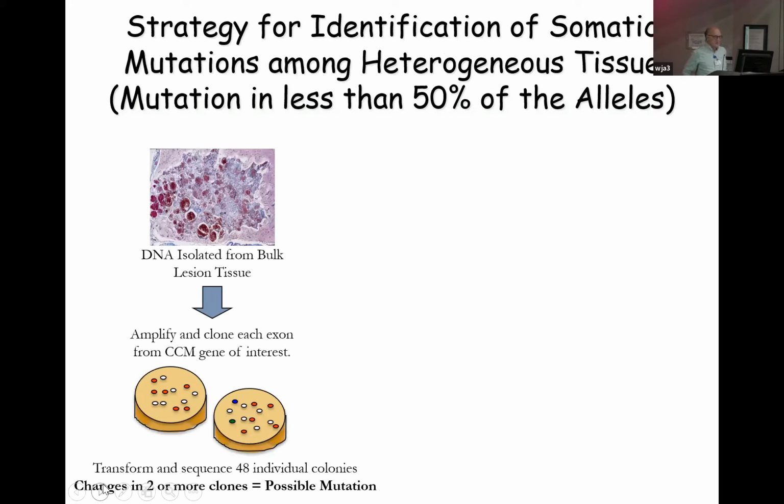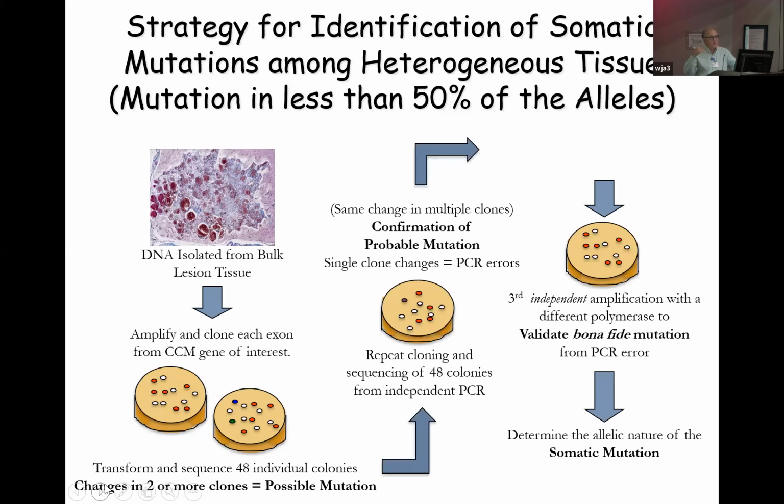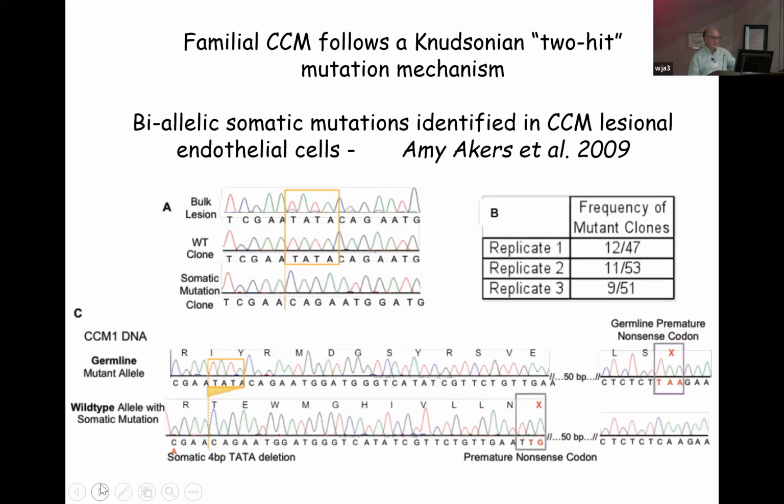This is in the early days, sort of going back in history. I call it caveman molecular biology. But we PCR amplified. We took families, the familial cases, and we looked for that second hit. This is Amy Akers, a grad student. She took lesions that had been resected from some of these familial cases and she did sequencing. To make a long story short, she did it three times. She had to prove that it always showed up, and she found mutations in the opposite allele.